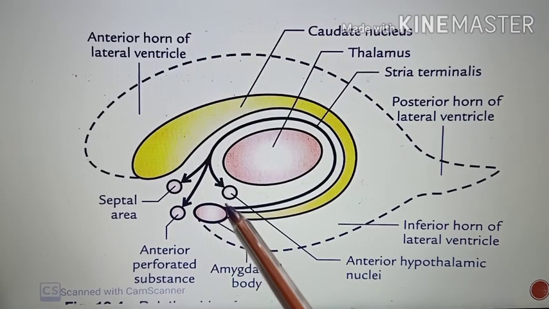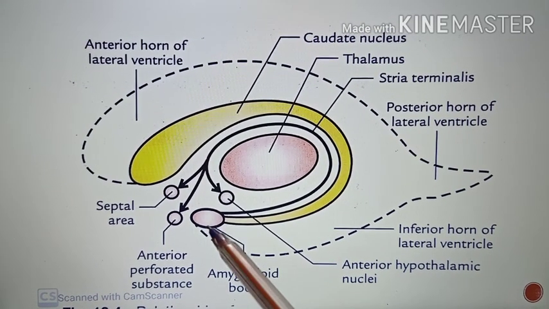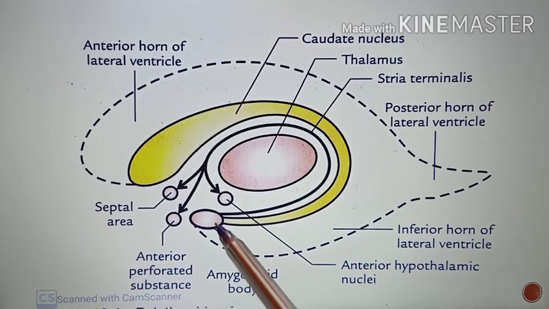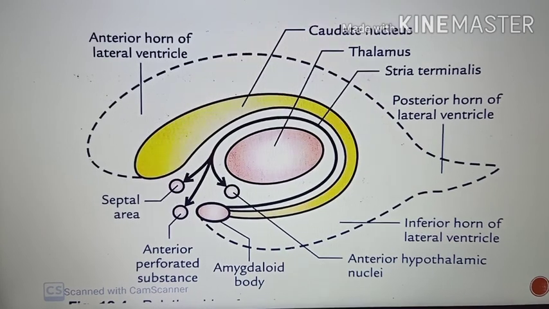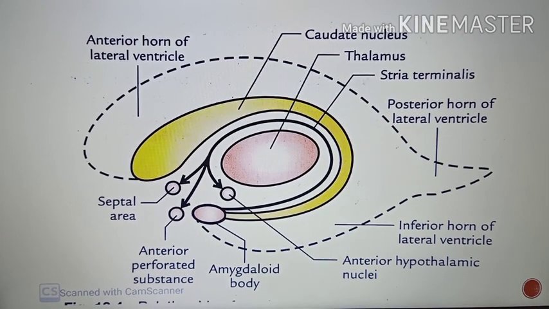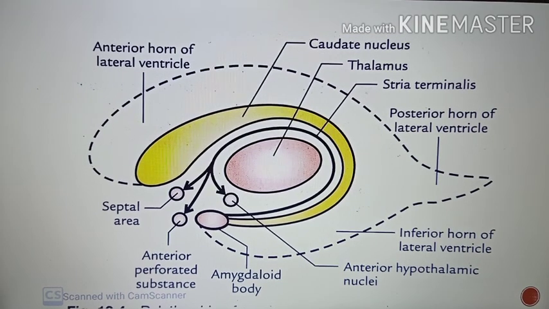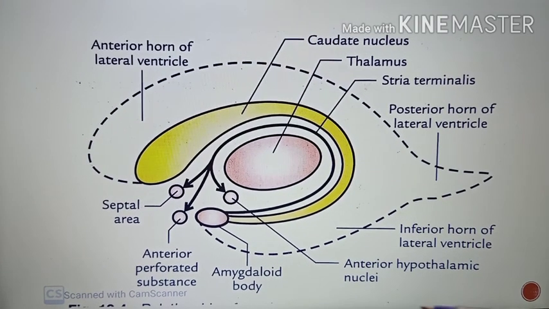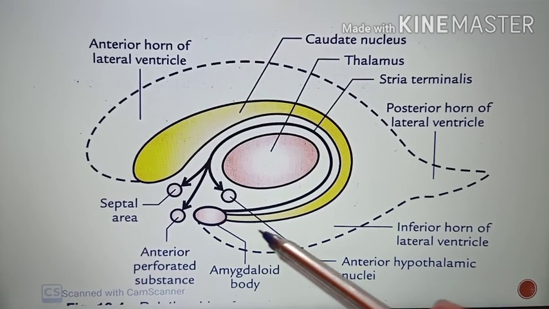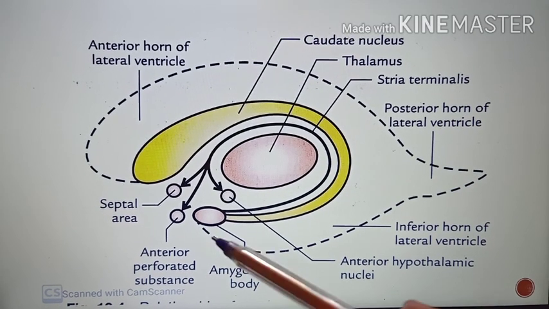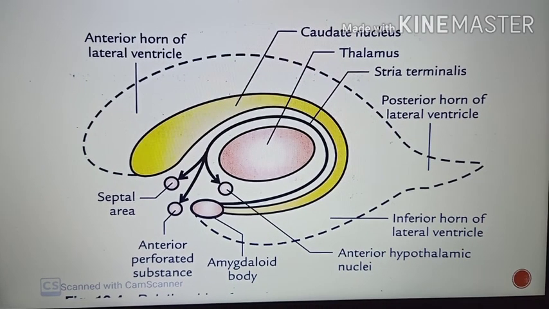Now coming to the amygdaloid body. This is the amygdaloid body. It is an almond shaped mass of grey matter present in the temporal lobe. It lies deep to the uncus and is related to the anterior end of the inferior horn of the lateral ventricle. This is the lateral ventricle, this is the inferior horn, this is the anterior end, so it is related over there. It is functionally related to the limbic system.